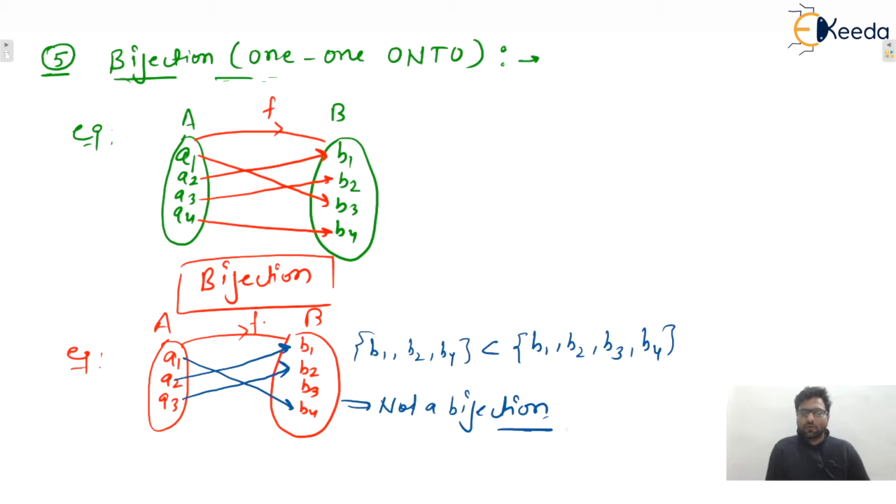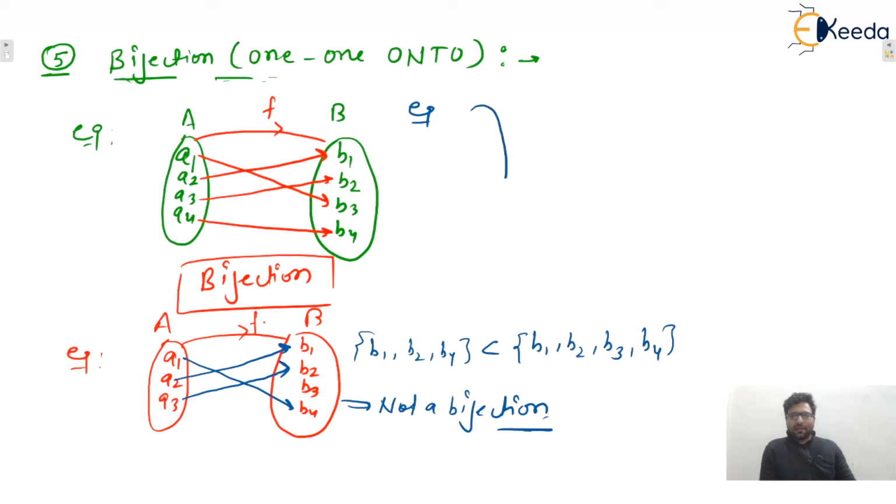So for the existence of a bijection, both sets must have the same number of elements. Otherwise, a bijection is not possible. I hope this one is clear to everyone. Okay. So let us consider one more example.